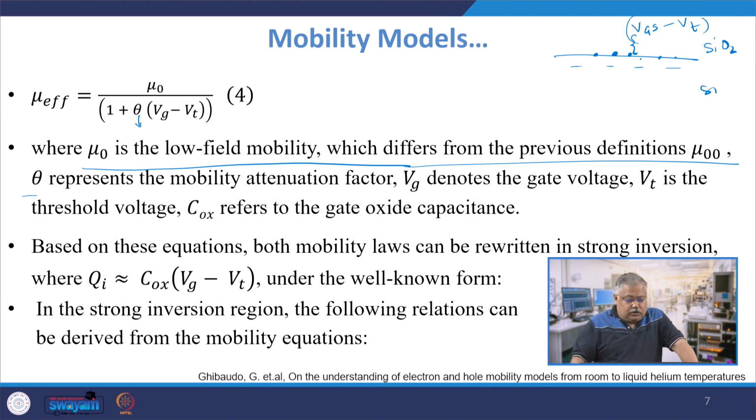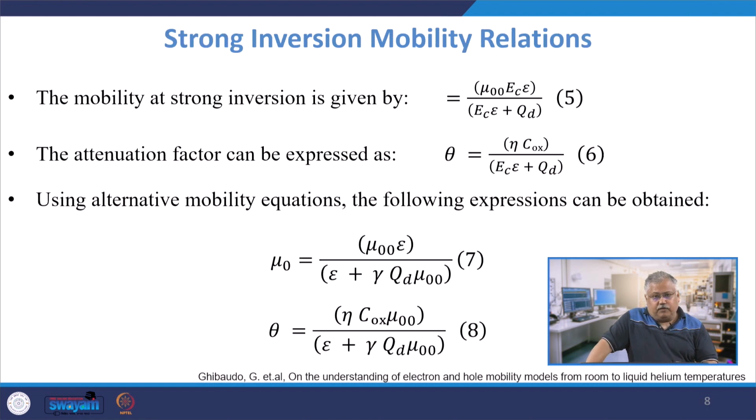So, based on this equation, I can write down the inversion charge as Cox into Vg minus Vt, because Vg minus Vt is the effective voltage available to me. If I multiply that with the oxide capacitance, I will get the inversion charge available to me. So, if I have a strong inversion, how does the mobility behave? In weak inversion, how does the mobility behave? That we need to find out.